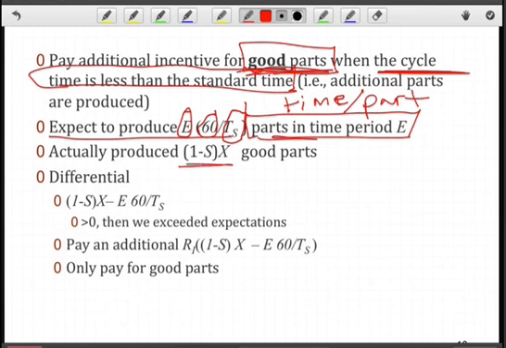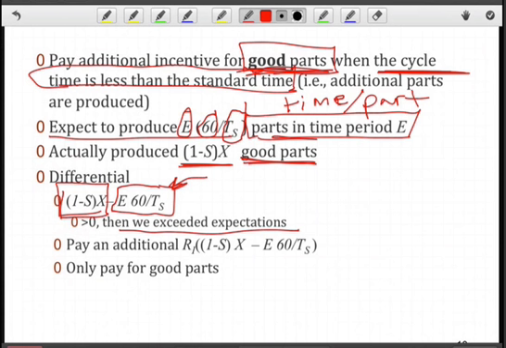Now out of those, we already know that we are going to produce (1 - S) times X good parts. Again, X being the number of parts that are going through our process. So what is the difference between those two? Well, we expected this number, and we are putting through this number in terms of good parts. Therefore, if this is greater than 0, what we're saying is we exceeded expectations. Because (1 - S) times X is what we need to produce, and this is what we actually produced.